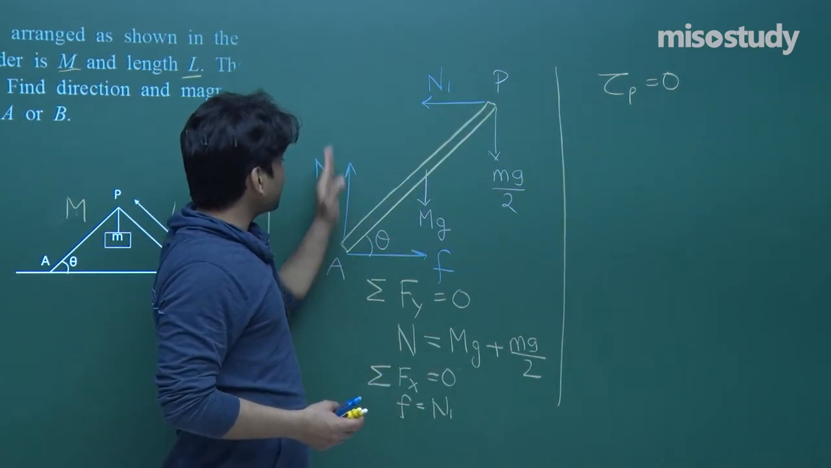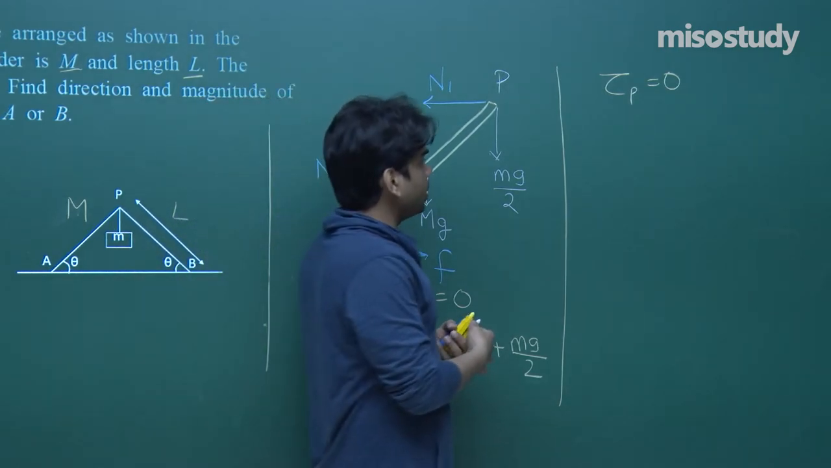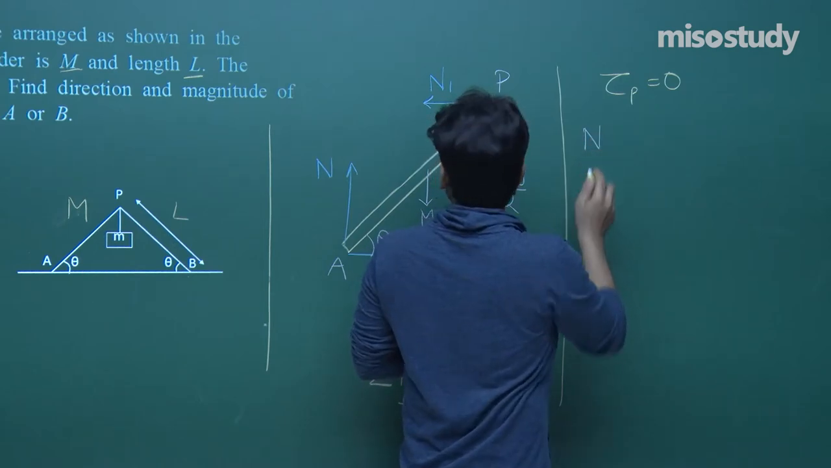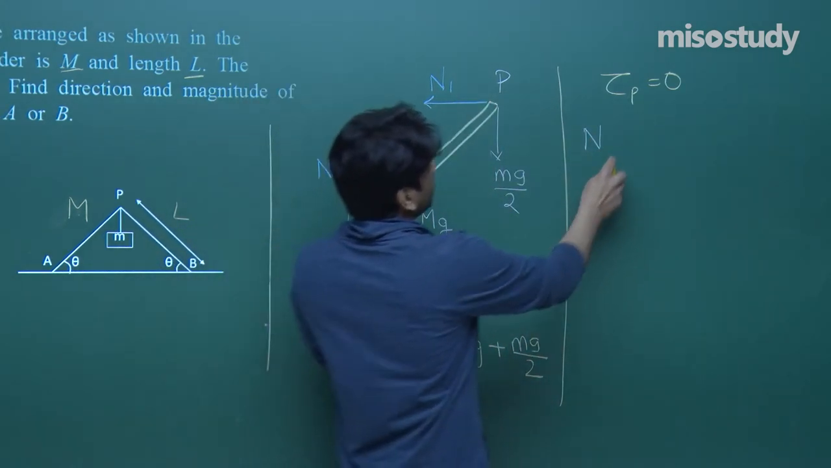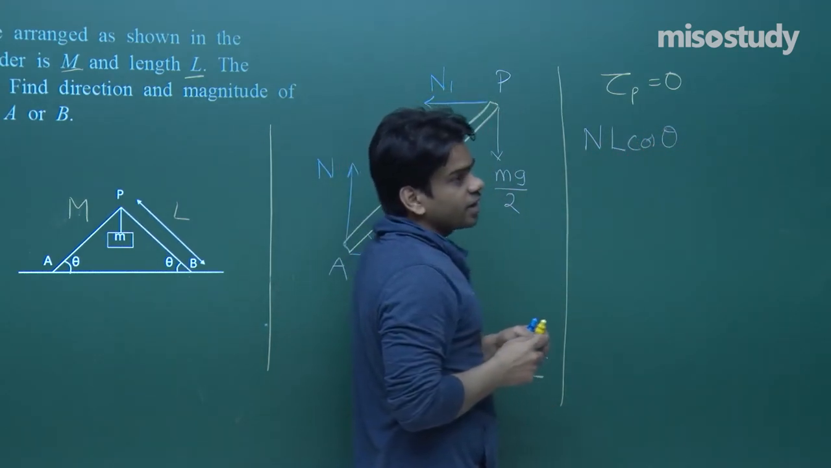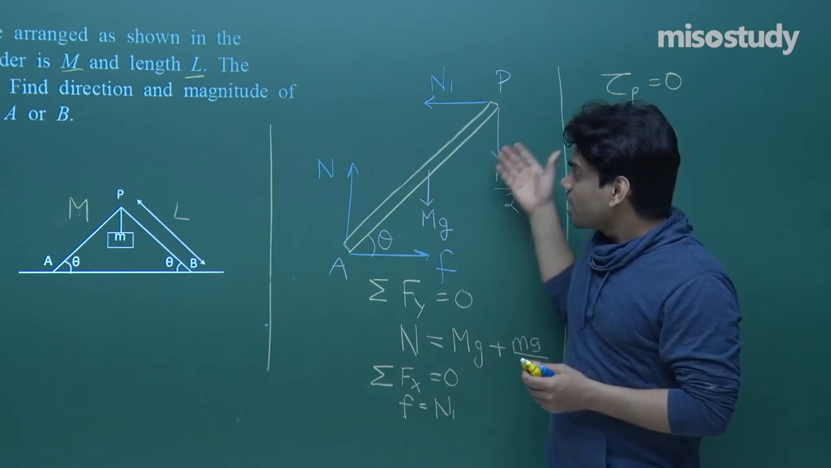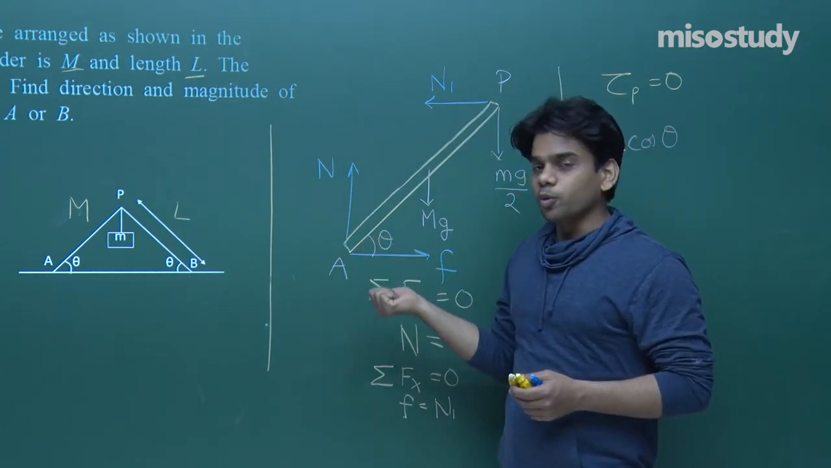Now see, N is acting here. If I talk about its moment, that will come out to be N, and this distance will be L cos theta. So NL cos theta, and if you try to see its effect, I will do R cross F, its direction will be going into the plane of the board.